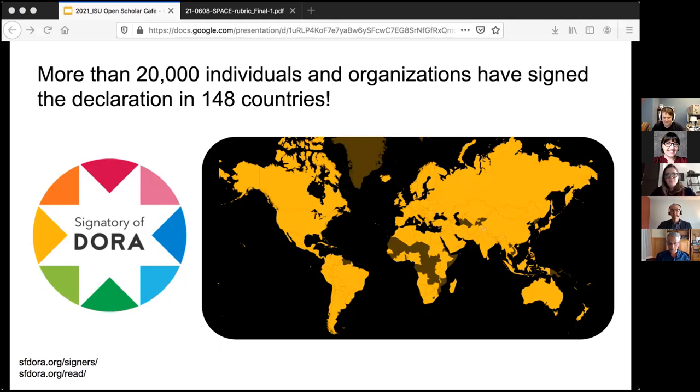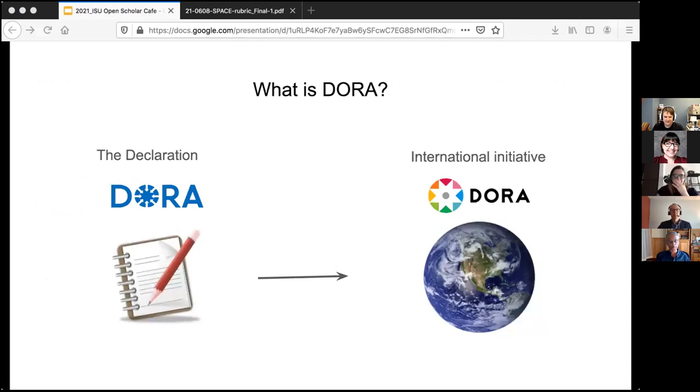And the declaration, I really like its genesis story because it came out of a discussion with researchers and scholarly publishers at the annual meeting for the American Society for Cell Biology. It happened in 2012. It was held in San Francisco, and that's why we're often called the San Francisco Declaration on Research Assessment. I'm actually based out of Washington, DC.